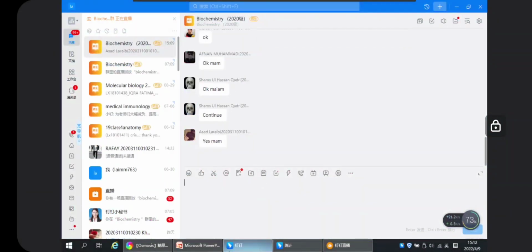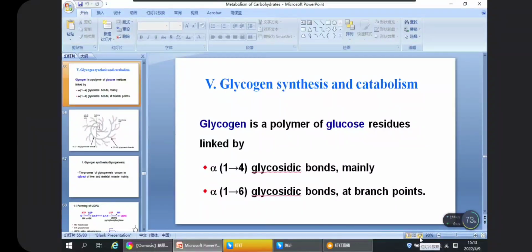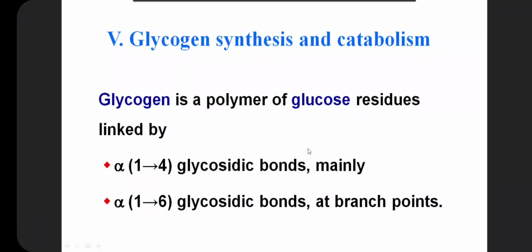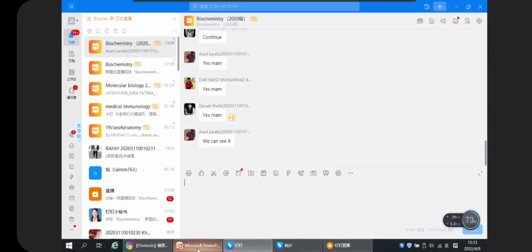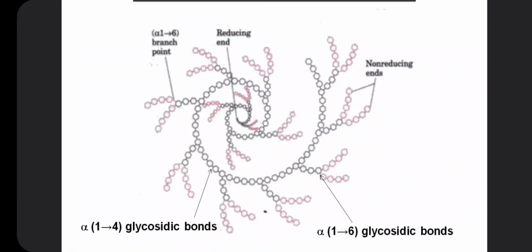Is everything going well? Okay, now next we will talk about glycogen synthesis and catabolism. Glycogen is a major storage polysaccharide in animals. It's similar to the starch in plants, and it's a branched polymer of alpha-D-glucose, but with a more highly branched structure than amylopectin. And here, from this picture, the structure of glycogen is shown. As shown in this figure, instead of being one long chain, it consists of many short chains cross-linked together, right?